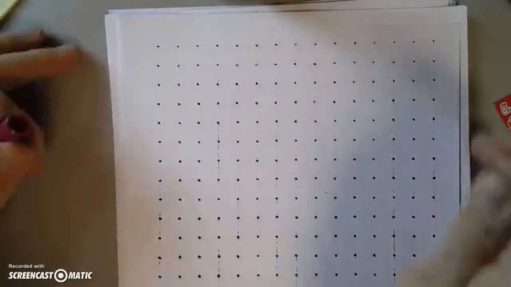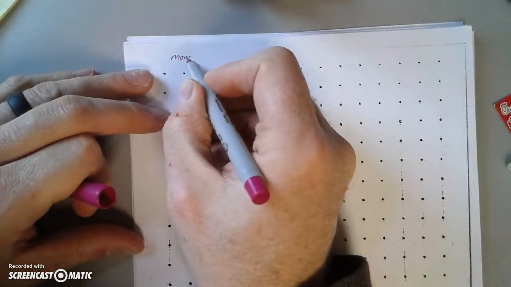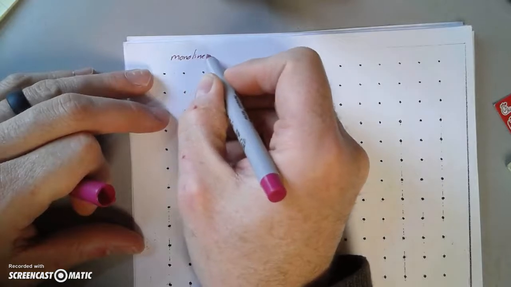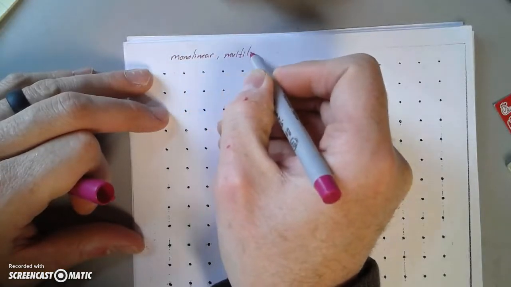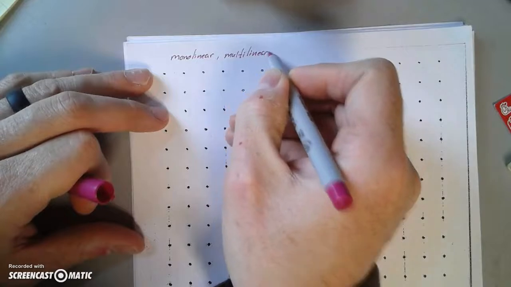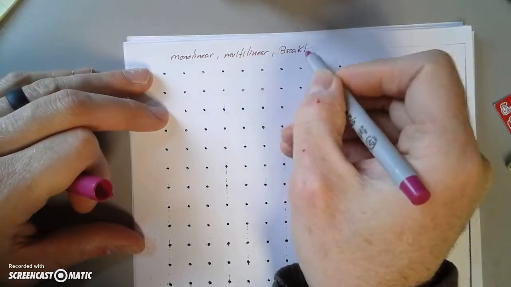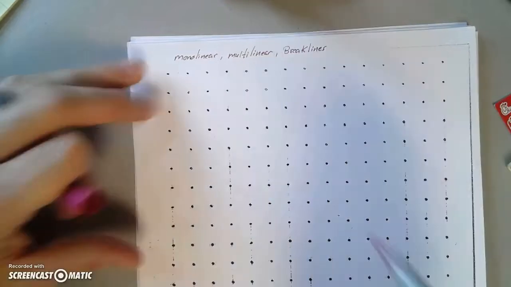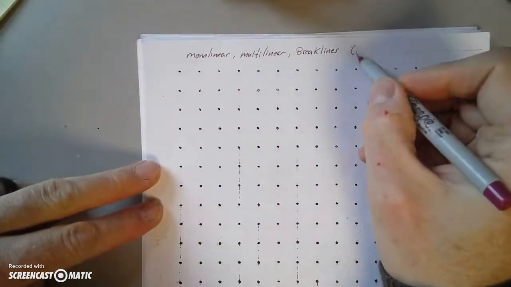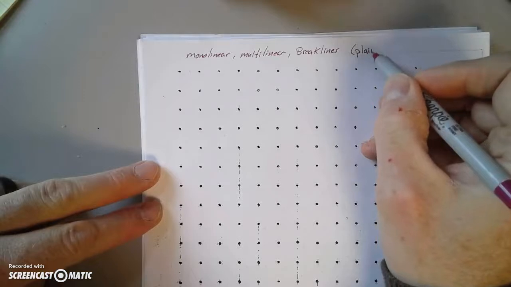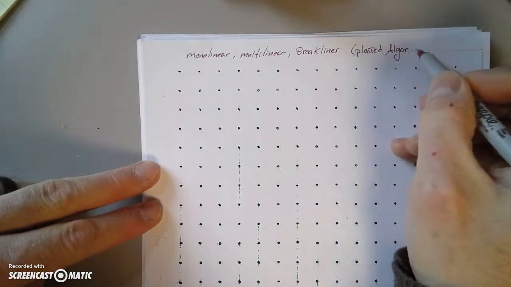Okay, we're going to do a couple things in this video. We'll talk about monolinear, we'll talk about multilinear, and we'll talk about breaklines. So the basic consequence, and this is all with respect to the plated algorithm.